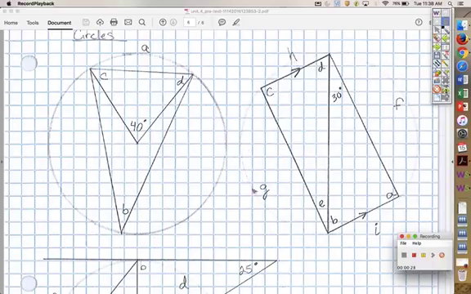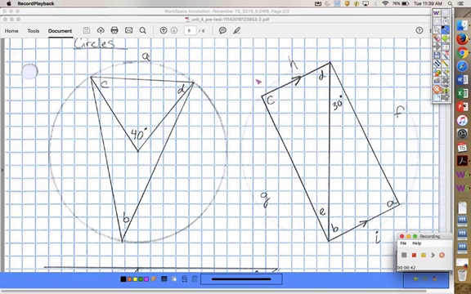Let's look at our first circle. Pause the video, try and solve it on your own first, and then turn the video back on. Angle A is not an angle. A is an arc. See what I told you about not drawing curves well?